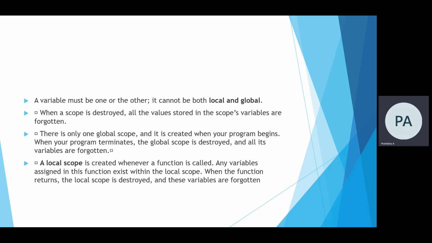When a scope is destroyed, all the values stored in the scope's variables are forgotten. There is only one global scope and it is created when a program begins. When a program terminates, the global scope is destroyed and all its variables are forgotten. A local scope is created whenever a function is called. Any variables assigned in this function exist within the local scope. When the function returns, the local scope is destroyed and these variables are forgotten.